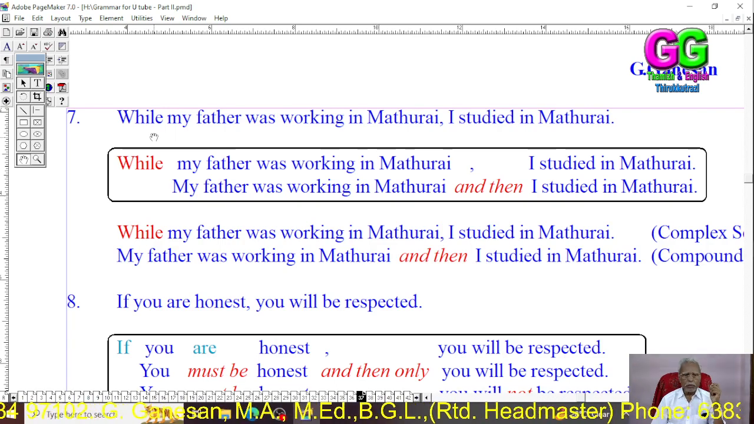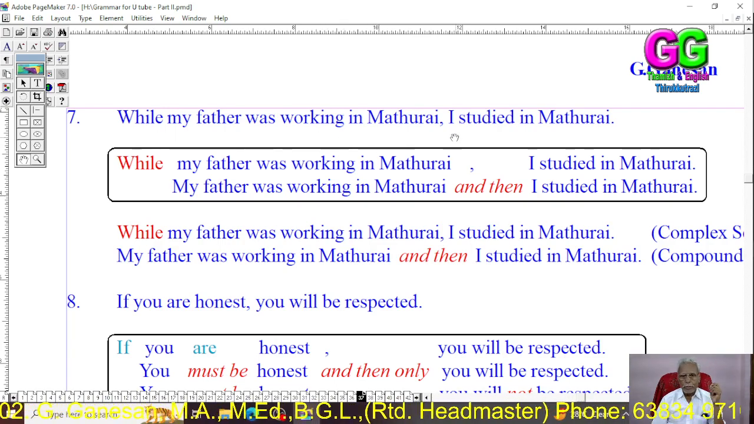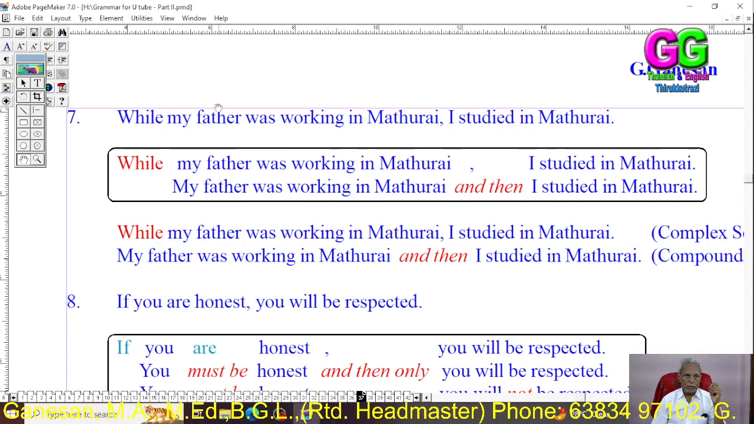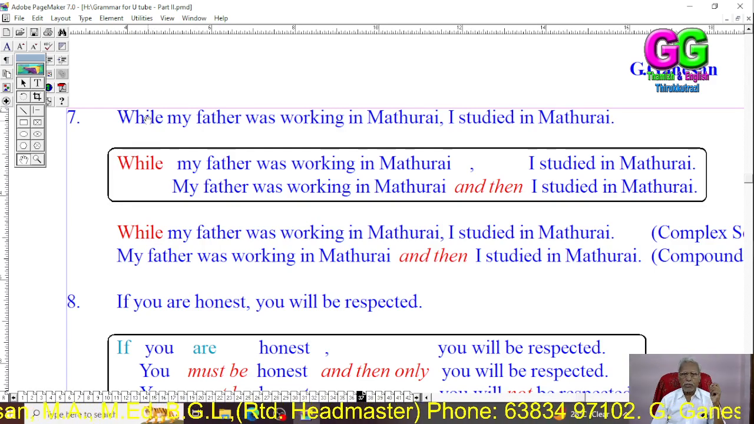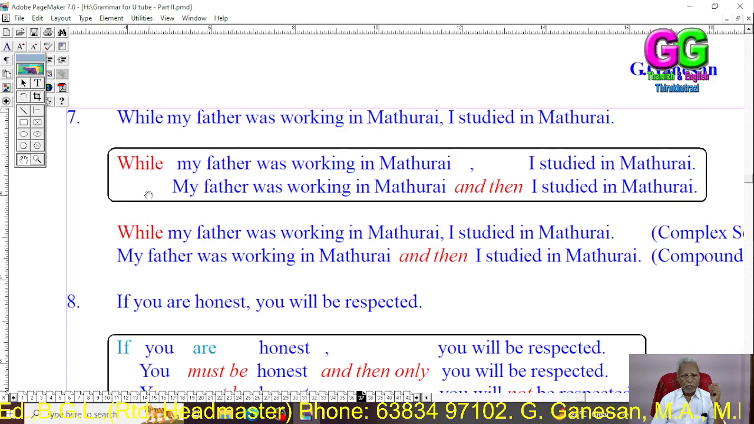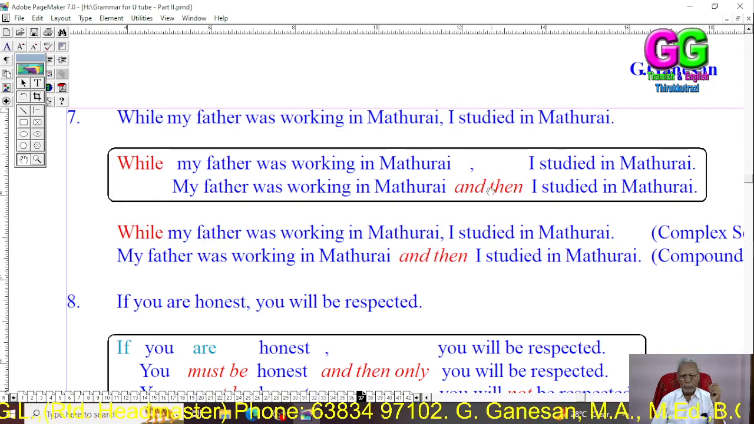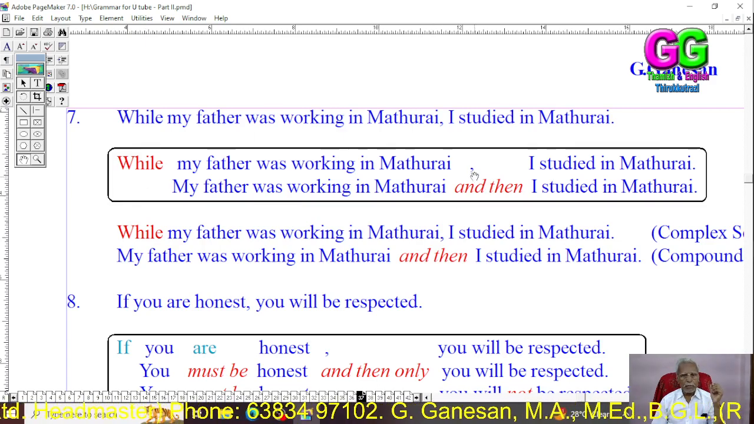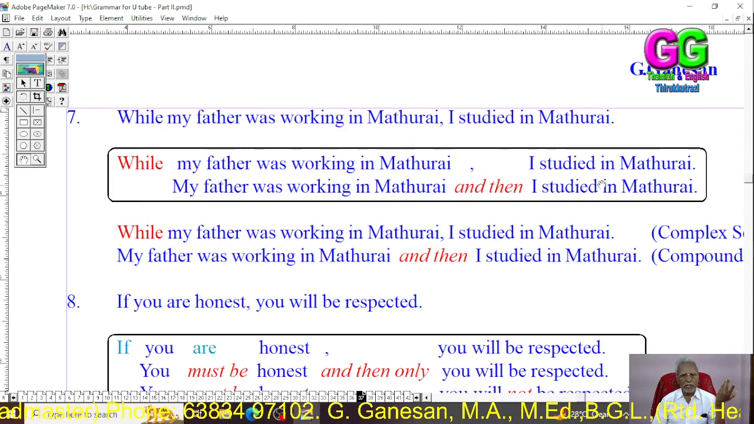Seventh example, when my father was working in Madurai, I studied in Madurai. Here the complex conjunction is when. Its compound conjunction is and then. We have dropped when and we have replaced the comma by and then. Then we have kept everything as it is.